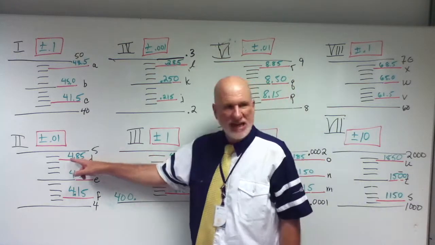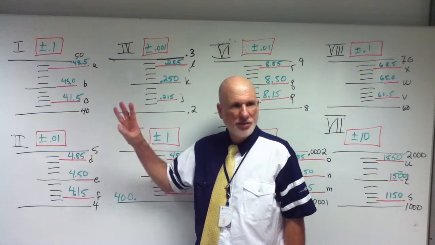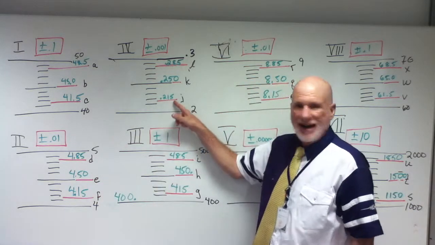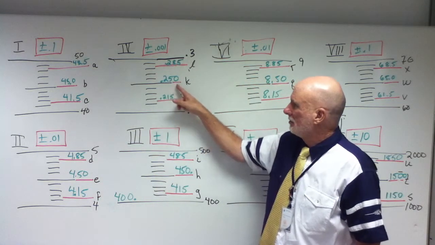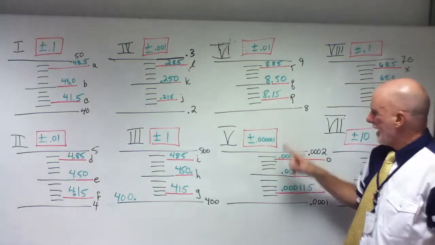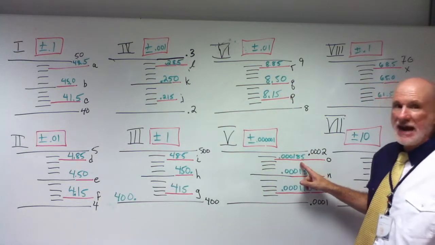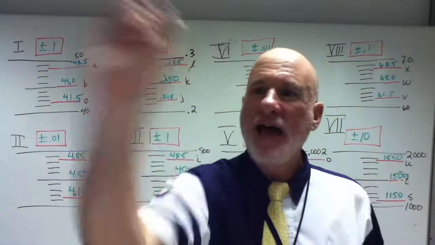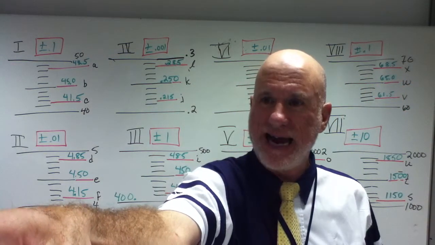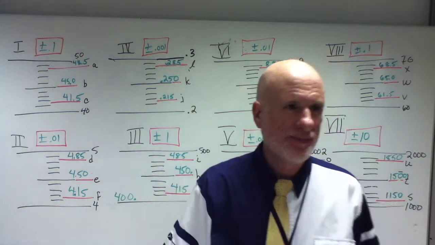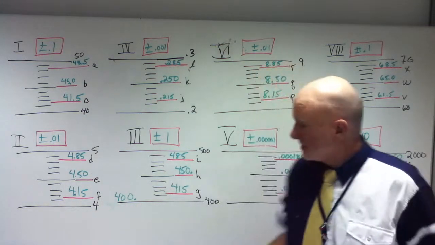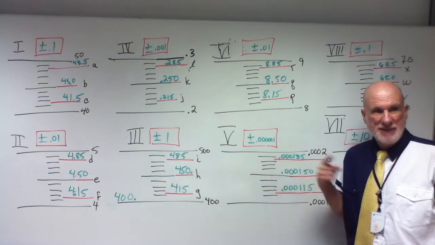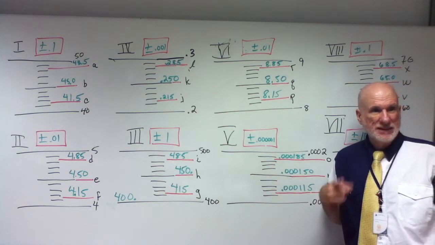How many significant figures here? 3. How many significant figures there? 3. How many there? 3. How many here? Be careful! 3. Extra credit, 10 points right there. She did it. Right? Because these zeros don't have that special function. She made the connection. You see?